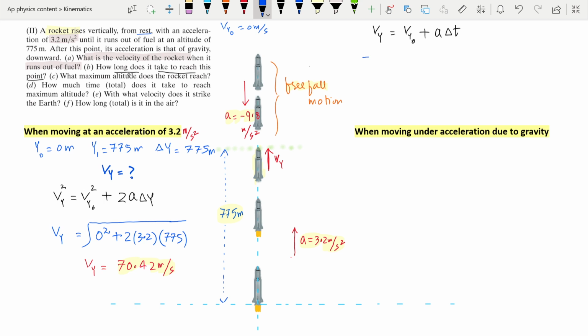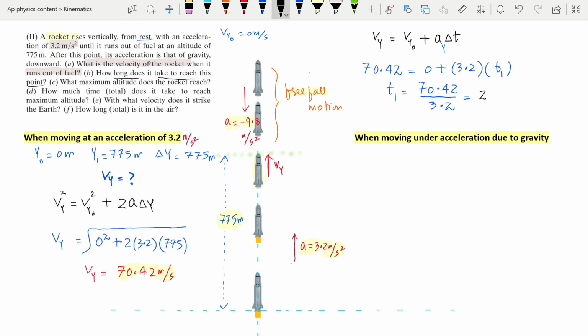So the initial velocity is 0, and 70.42 equals 0 plus ay, which is 3.2, times the time taken, which is unknown. Let's call it T1. So then the time taken is 22 seconds to cover 775 meters. Okay, let's go to part C. Question number C is, what maximum altitude does the rocket reach?